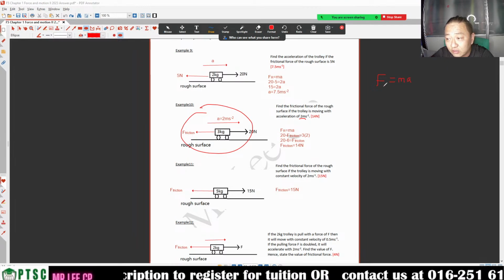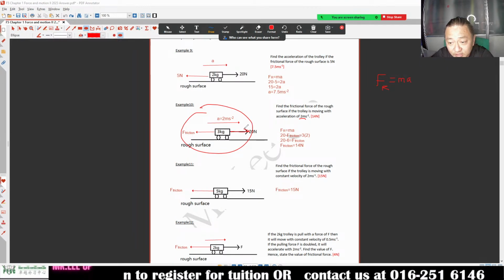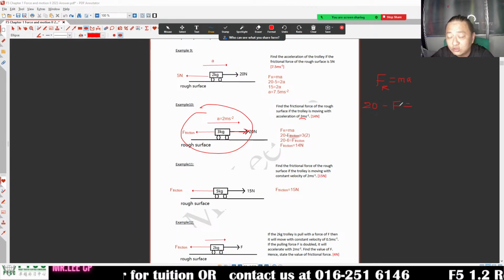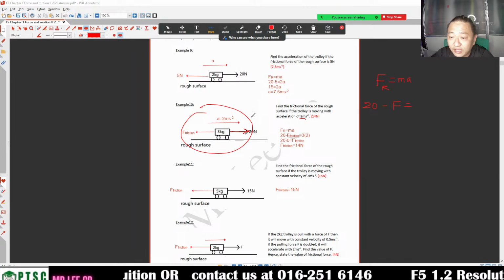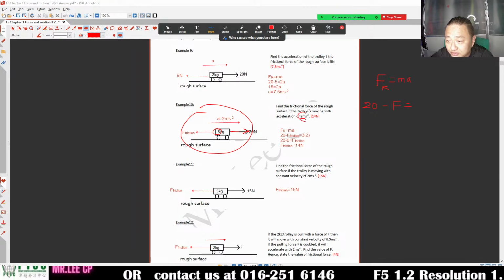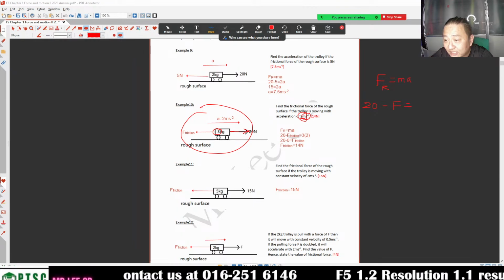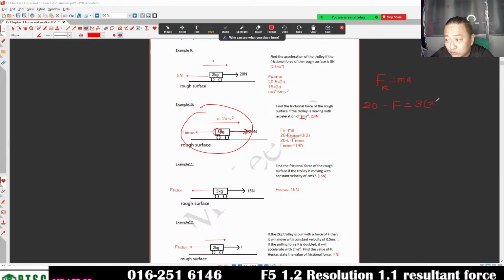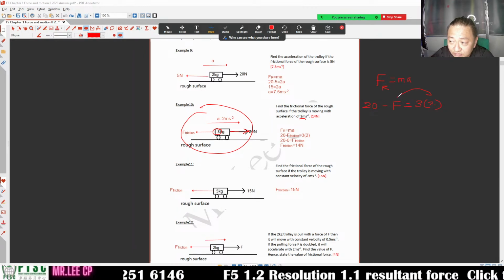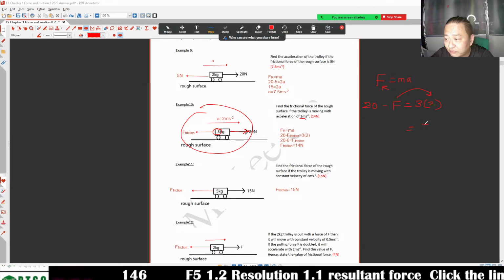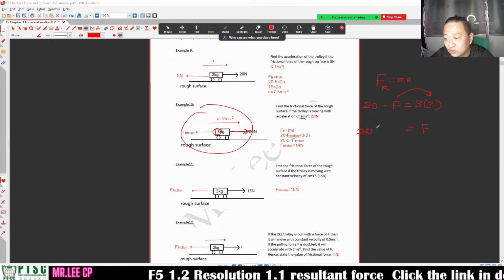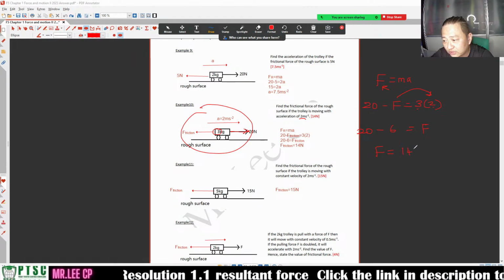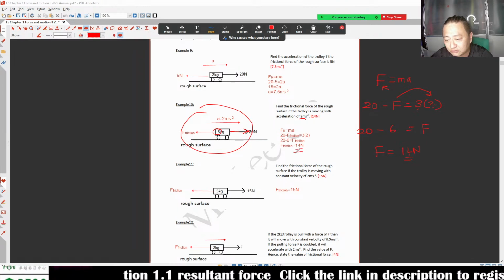F is equal to ma. The resultant force is 20 minus the friction, 20 minus the frictional force. I call it F friction. ma: m is 3, acceleration is 2. Make sure this is ms negative 2, not ms negative 1. m 3, a 2. I want to bring this negative F to here, it will become positive F. And then 20 minus 2 times 3, it is 6. So your frictional force is going to be 14 Newton. This is what we learned last week.